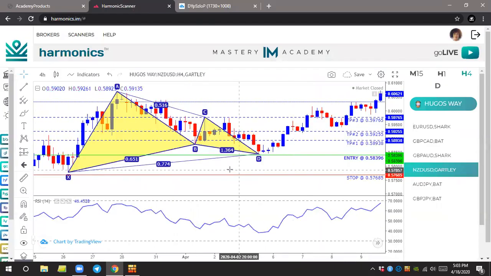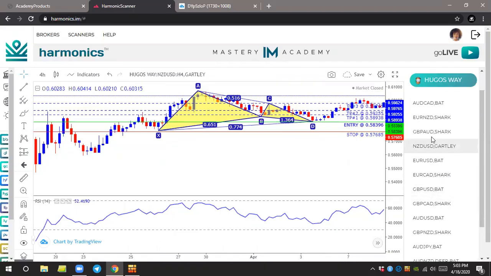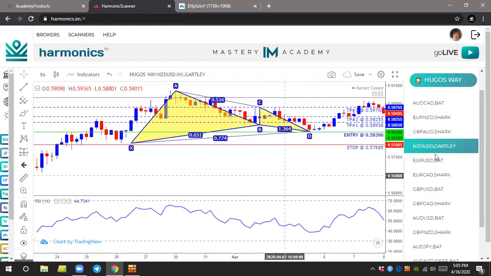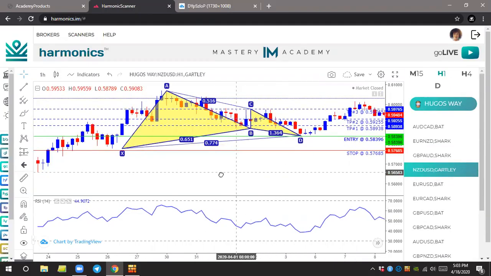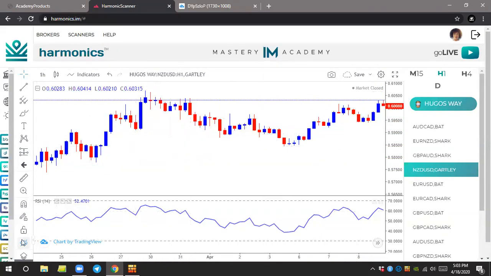All right. So let's start off with something pretty simple. Let's pick one of these pairs, one of the winning ones. NZD USD on the 1 hour time frame. All right, guys. So first, go ahead and take away everything here. By taking it away, all you have to do is go down here to hide everything.